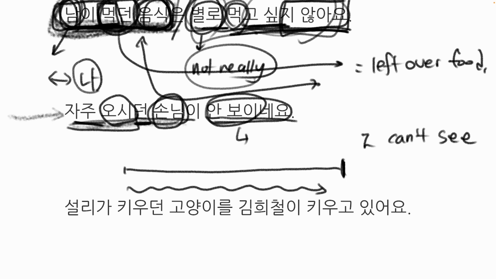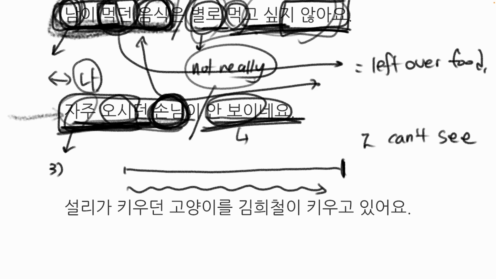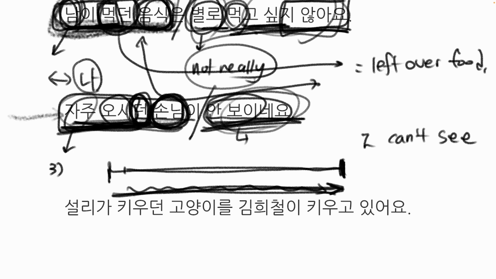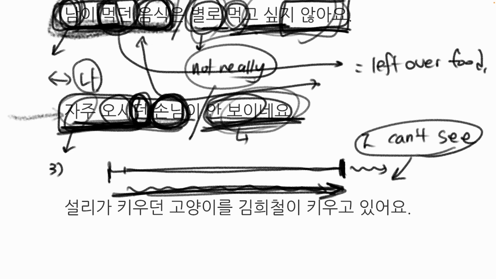So 자주 오시던 here most likely means the third one. The 손님, the customer that has been coming to our store frequently, 자주, is now unseen. I can't see him now. You use 던 because you're sure that so far that customer has been coming to our store regularly. But right now, you can't see him, so you're not sure whether he will continue to come to our store. 자주 오시던 손님. So it likely means the third one.